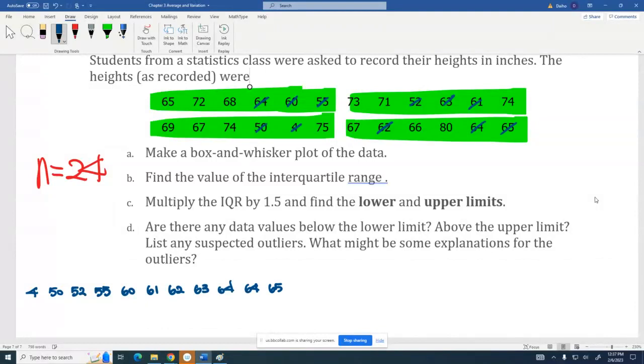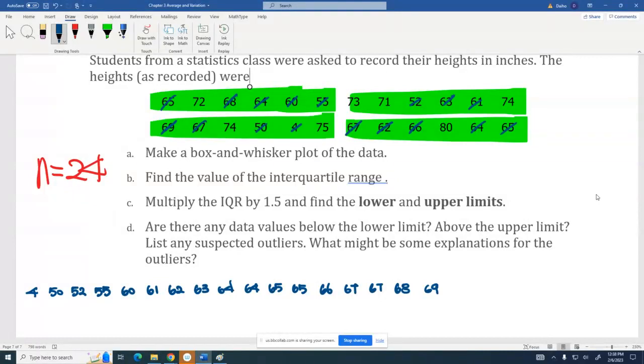Next. Another 65 at the beginning. Then 66. Where is the 66? 66. Then 67. Oh, I have another 67. Next. 68. 68 and 69. No more 60s? I think there are no more 60s.